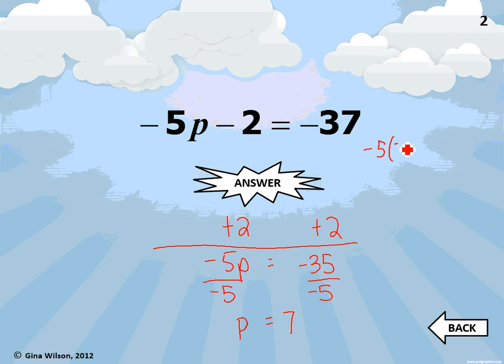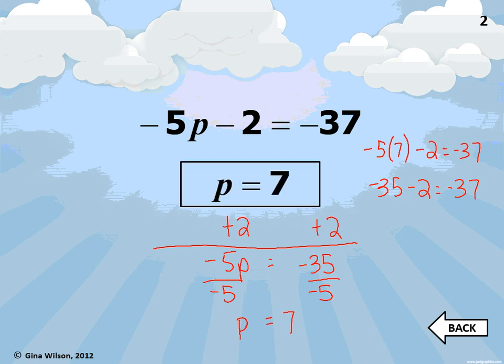Negative 5 times 7 minus 2 equals negative 37. Negative 5 times 7 is negative 35. Minus 2, which is equal to negative 37, and that is true. So we know our answer is correct. P is equal to 7. Let's look at the next slide.